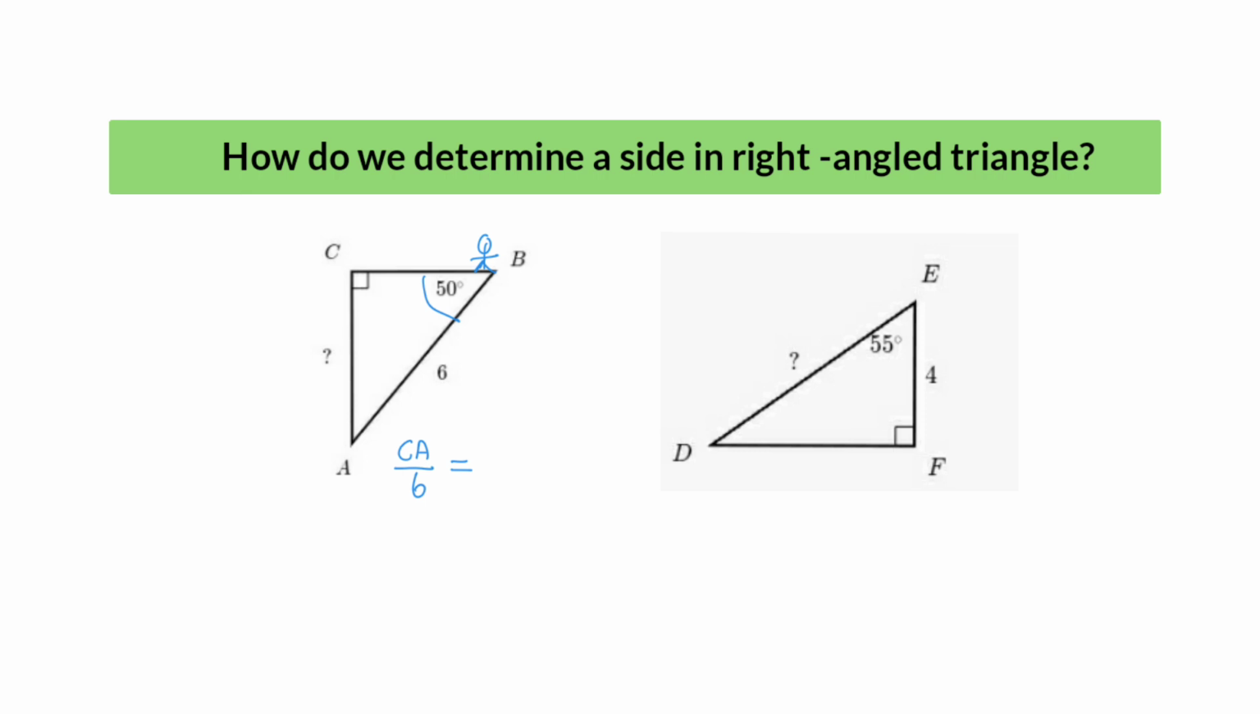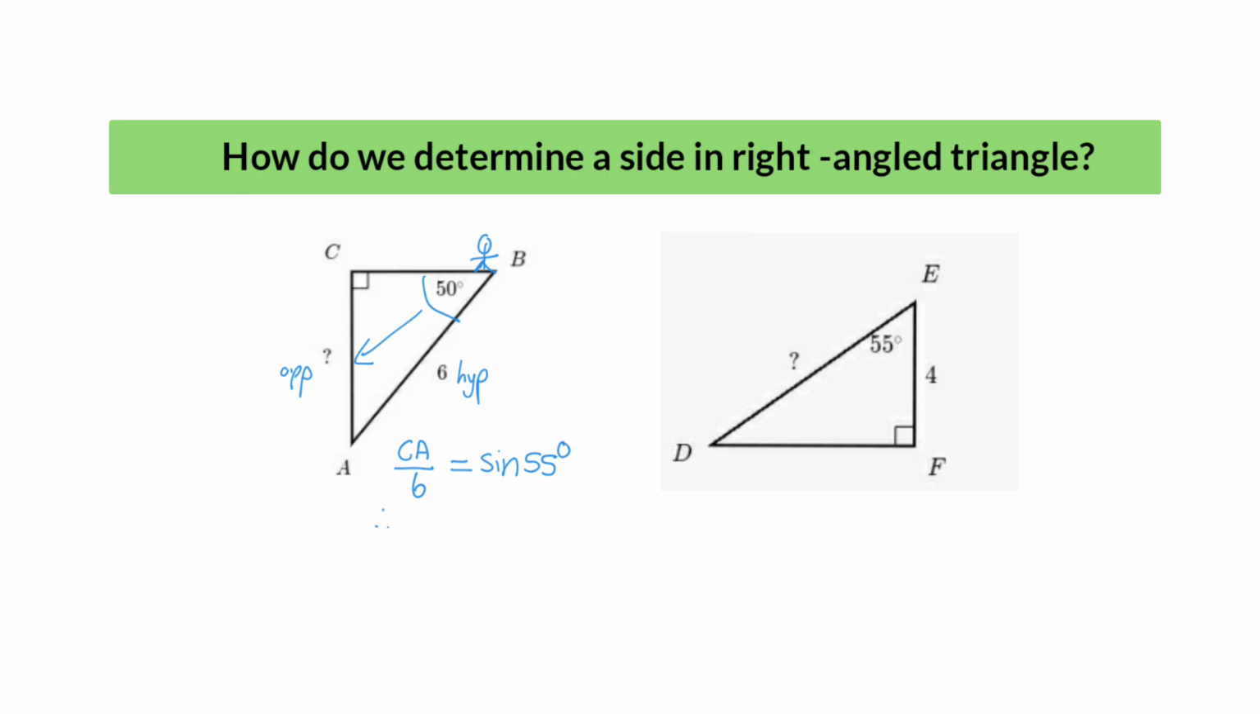And I'm looking at CA. What is CA? Well, it is opposite. And what is the 6? Well, it is hypotenuse. So what is opposite over hypotenuse? That is sine, or sin 55. Now I have a real angle. I don't have to put in an A, I put in a 55.